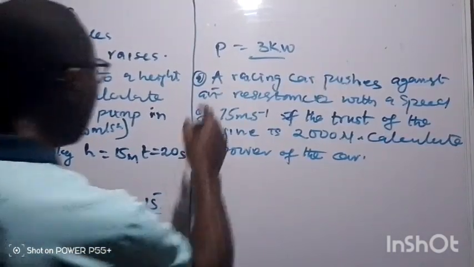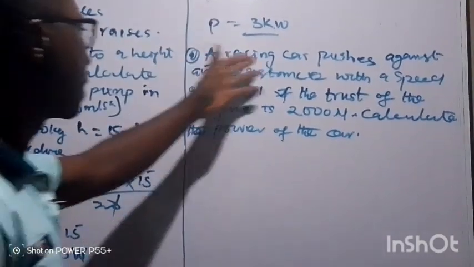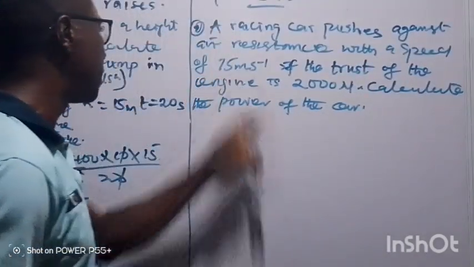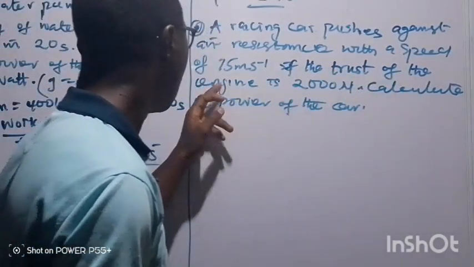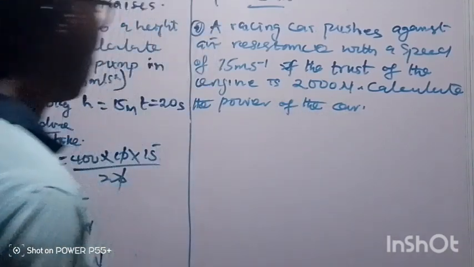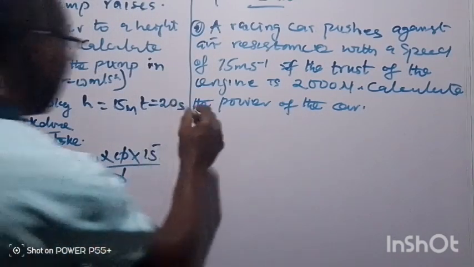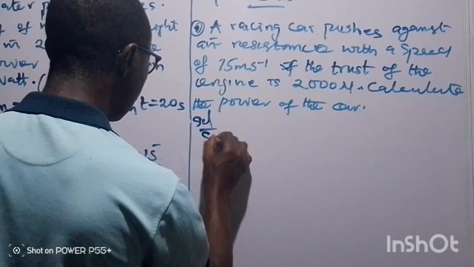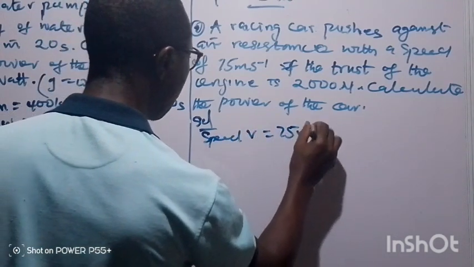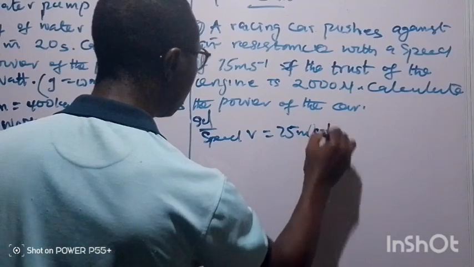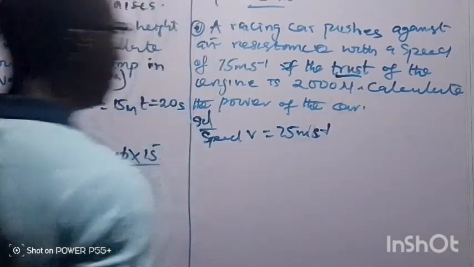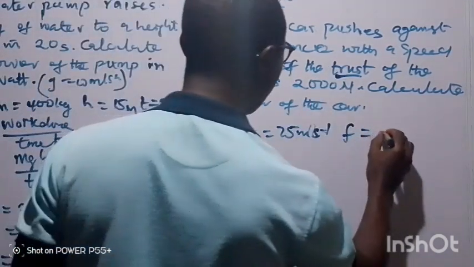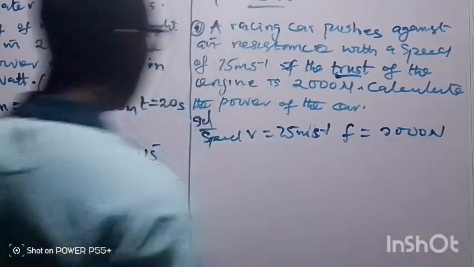Now, let's take this one as example 2. A racing car pushes against air resistance with a speed of 75 meters per second. If the thrust of the engine is 2,000 Newton, calculate the power of the car. Solution to this one, let's write out the parameters given. Speed is given, V is equal to 75 meters per second. Then thrust, that is another word for force. Force is given as thrust, that's 2,000 Newton.